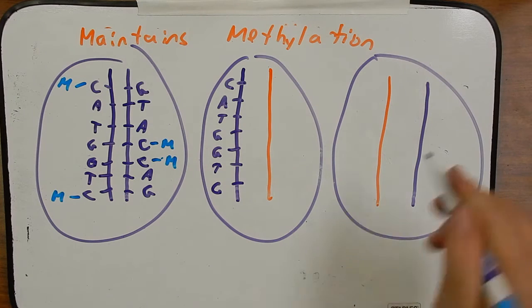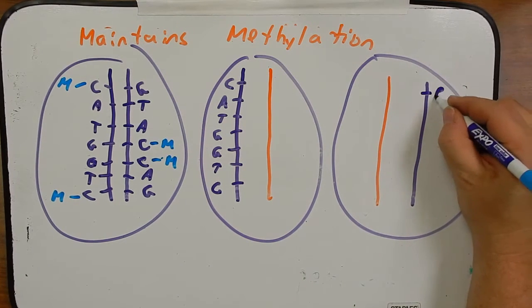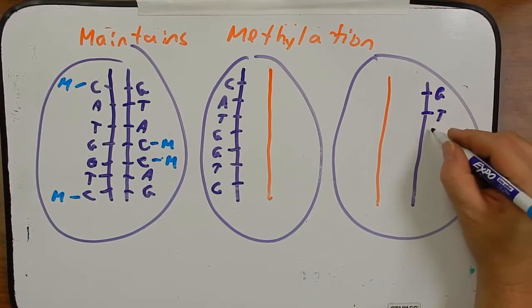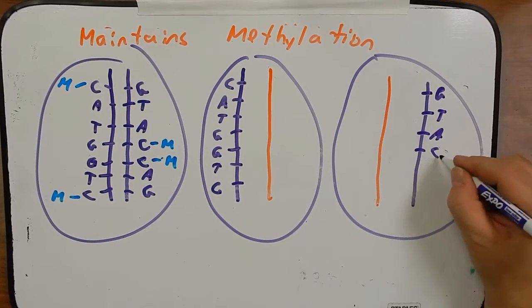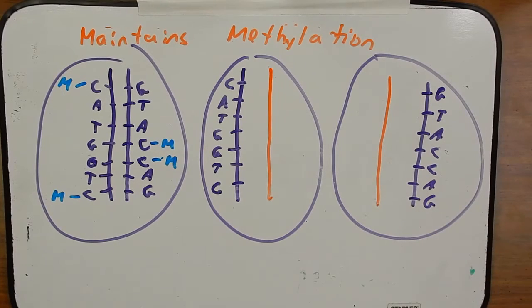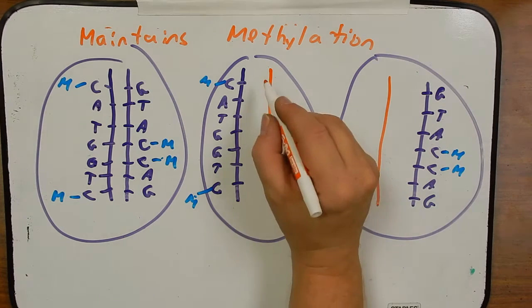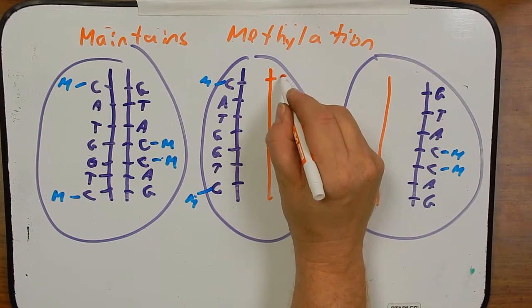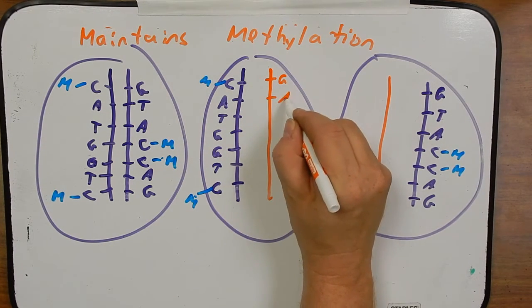And remember, well, let me go ahead and write over here now. G, T, A, C, C, A, G. And remember, these have their methyl groups on them, the C's, like so. Now the new DNA that's just been made, let's draw its complementary bases.